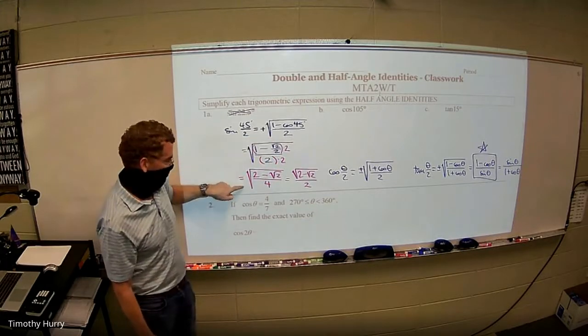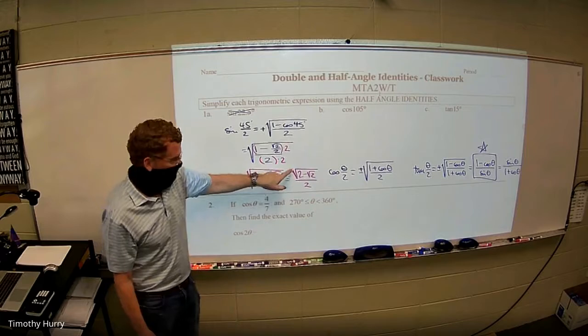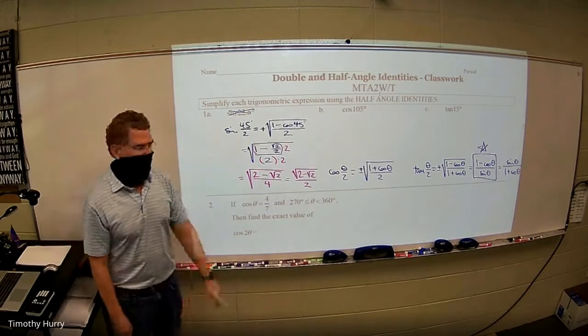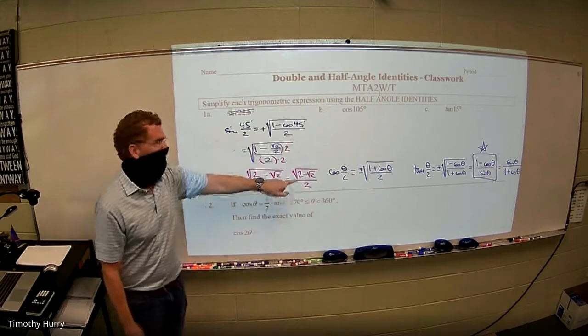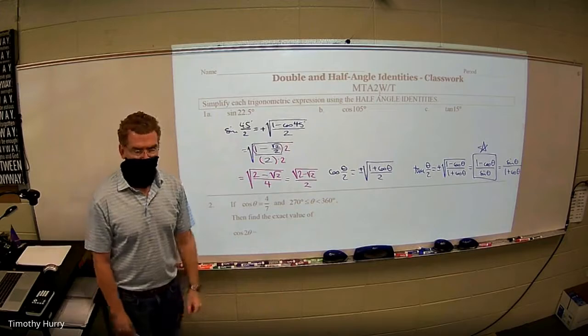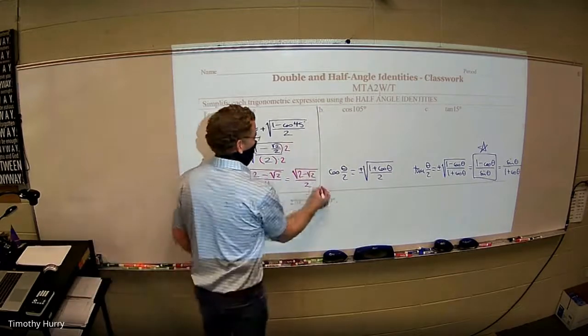But here, once you do the root 4, now you got to make sure the square root's just on the top. Y'all with me? And if you type that in your calculator correctly, you'll get the same decimal you do if you type in sine of 22.5. All right, that's half angle sine in action.